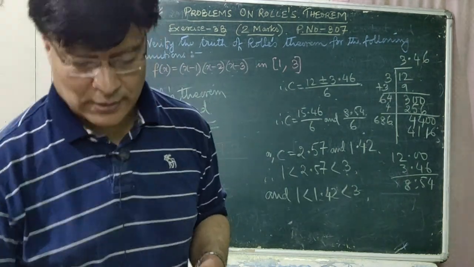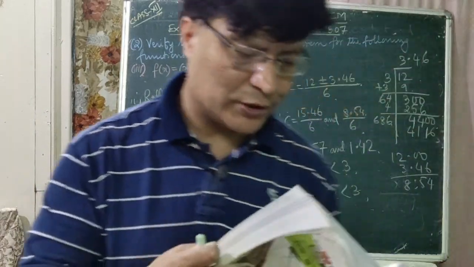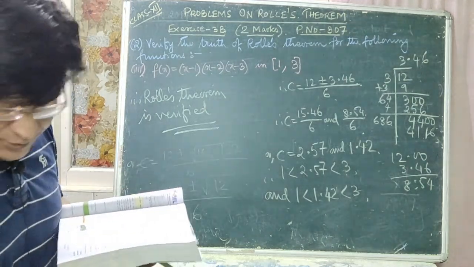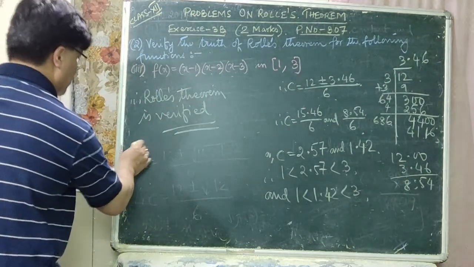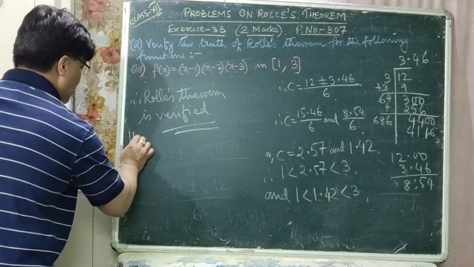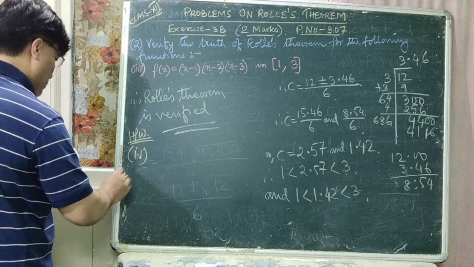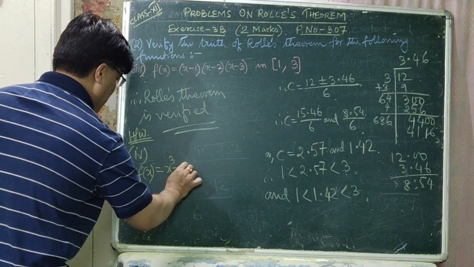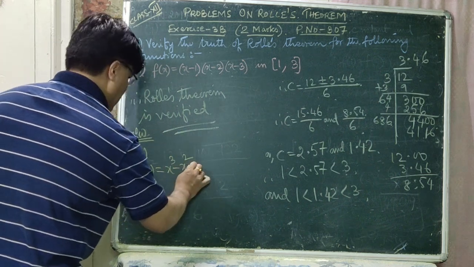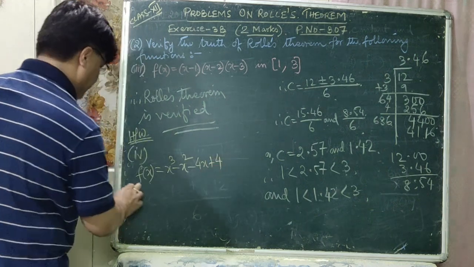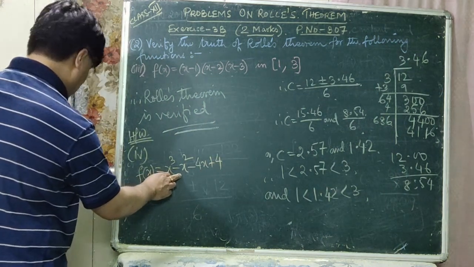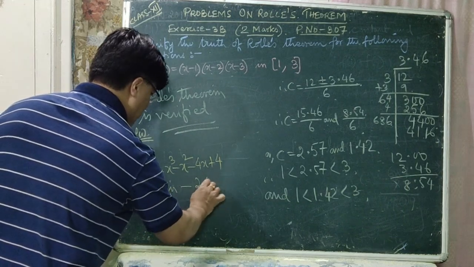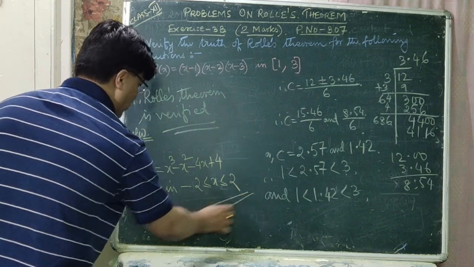So I think you have understood it. Do question number 4 as homework. Question number 4 is the same as question number 2, and question number 4 is your homework. The question is the same as problems 1 to 3. f of x is equal to x cube minus x square minus 4x plus 4 in the closed interval minus 2 less than or equal to x less than or equal to 2. So this is your homework, right?